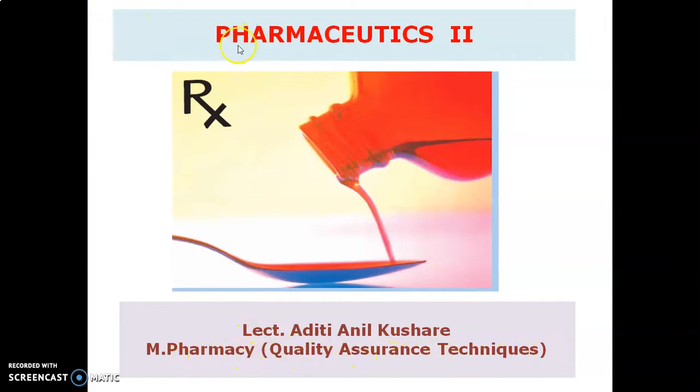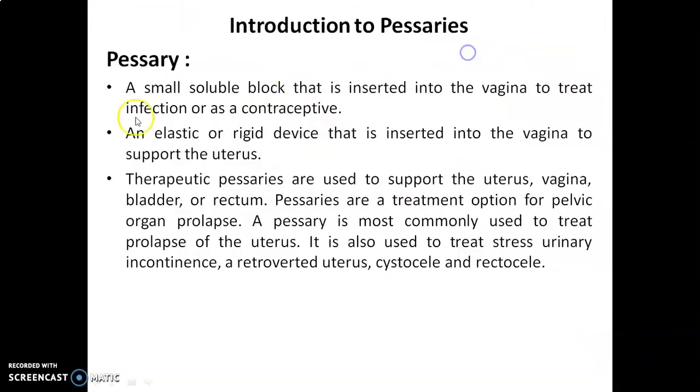Today we are going to discuss the experiments from Pharmaceutics 2. We will discuss the introduction to Pessaries. A pessary is a small soluble block that is inserted into the vagina to treat infections or as a contraceptive. It is also an elastic or rigid device that is inserted into the vagina to support the uterus. Therapeutic pessaries are used to support the uterus, vagina, bladder or rectum.